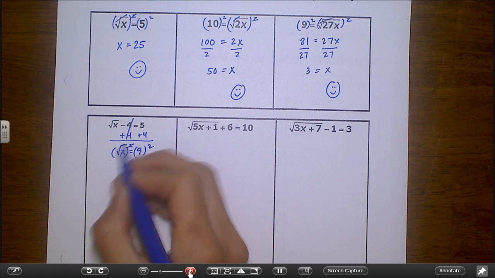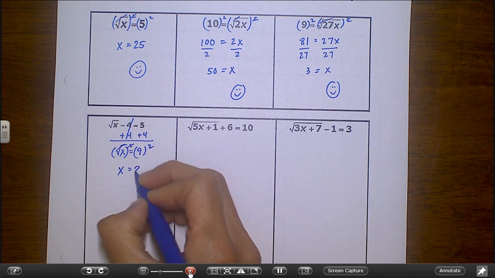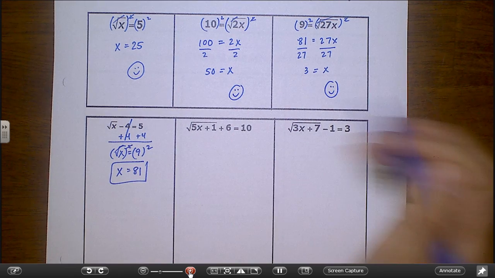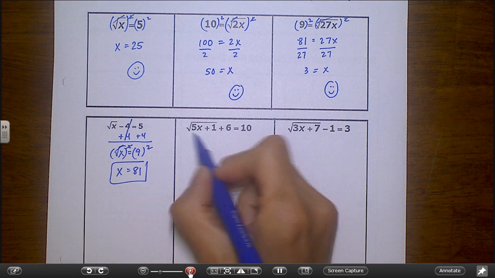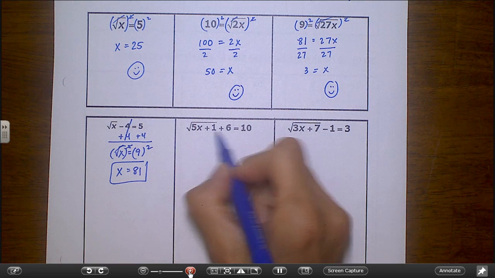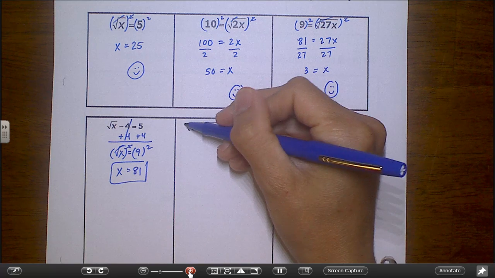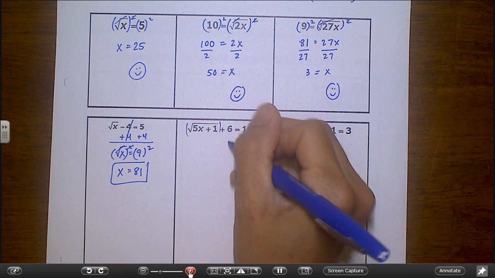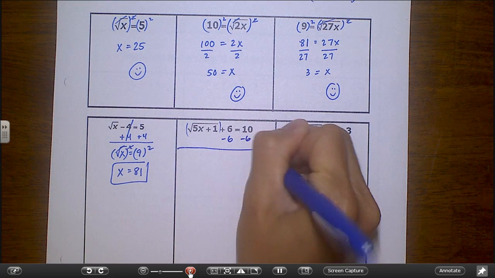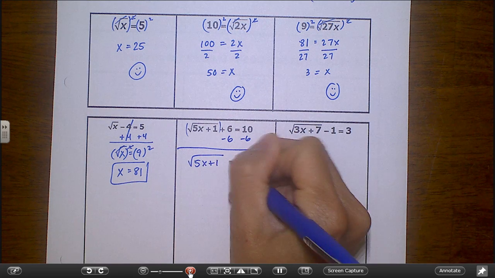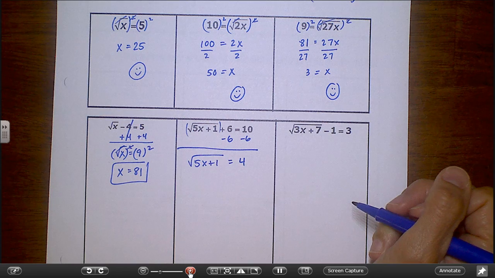So the square root of x squared is x. The square root of 9 is 81. Easy enough, yeah? All right. So the next one, we have the square root of 5x plus 1, plus 6 on the outside, equals 10. All right, so here's my radical. So I need to get rid of this 6. And I have the square root of 5x plus 1 equals 4.